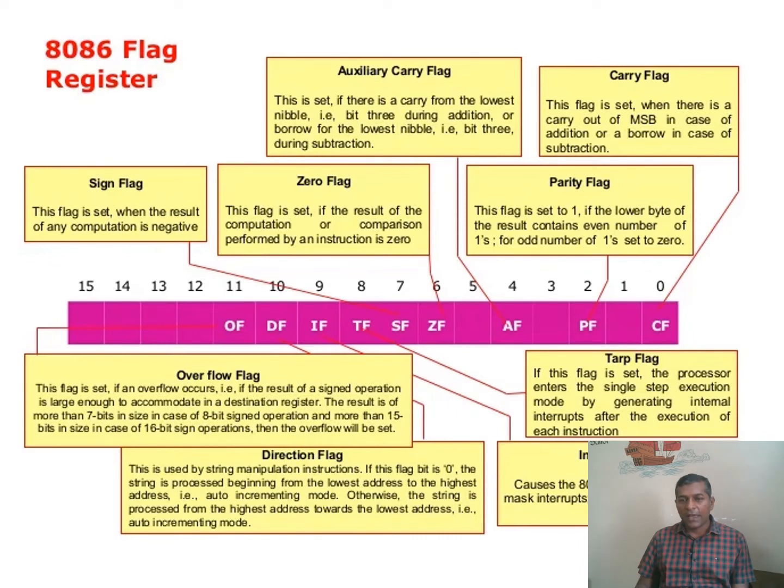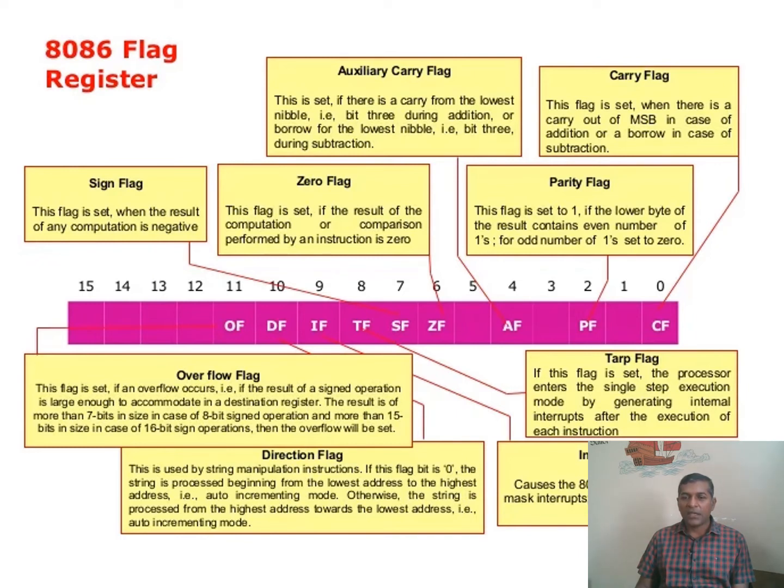The parity flag will be set if the lower byte of the result contains an even number of ones. If 2 ones are there, then the flag will be set. If 4 ones are there, then the flag will be set. Set means 1 will appear in this parity flag.